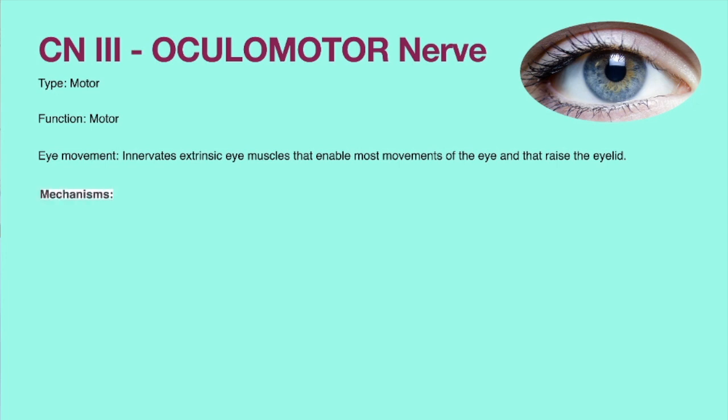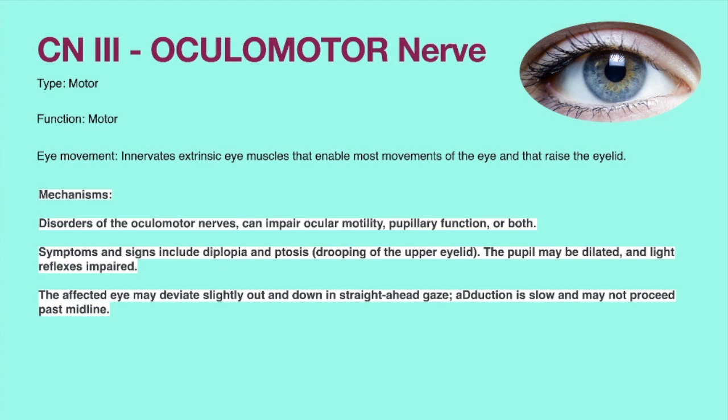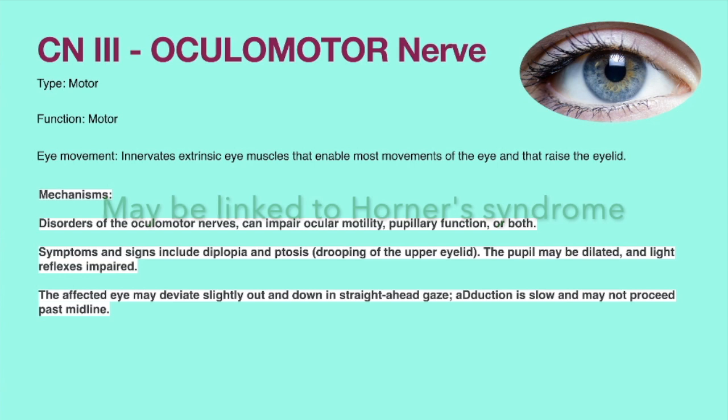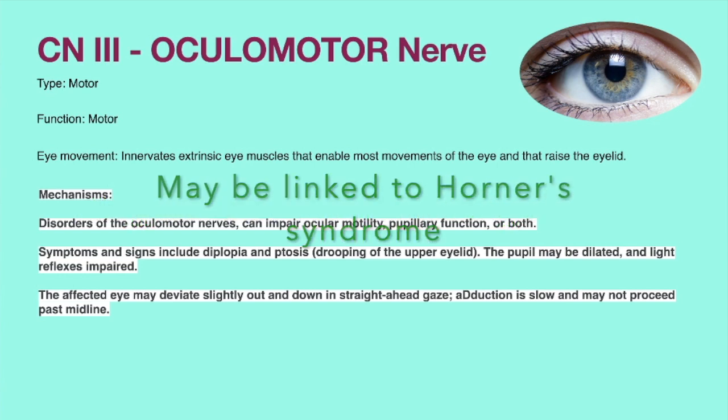Cranial nerve 3, the oculomotor nerve. As in the description, this is a motor nerve. It's all about eye movements, and it's most of the eye movements and also the muscles that raise the eyelid. What we see in dysfunction of this particular nerve are disorders that impair the movement or the pupillary function, or sometimes both. So what we can tend to be looking for on observation are signs of diplopia, or a drooping of the upper eyelid, otherwise known as ptosis. And this can occur in a range of different conditions.